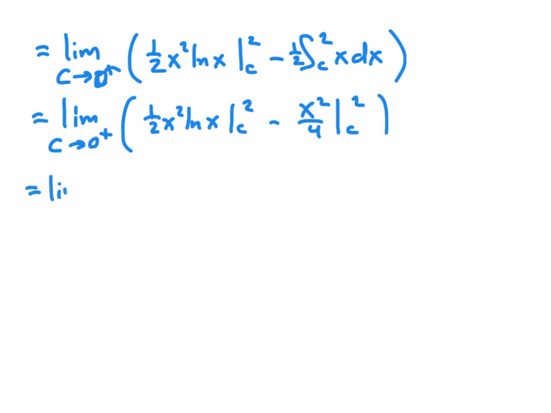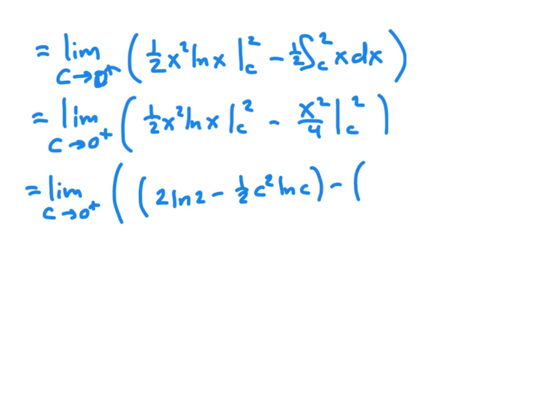And so we want to evaluate this expression in parentheses and then take our limit as c goes to 0. And when we do this, we get some constants and some expressions involving c. So on our first term here, we have 1/2 times 2 squared, which is just 2 natural log of 2, so 2 natural log 2, minus 1/2 times c squared natural log of c. And in our second term, we're going to subtract the quantity 2 squared over 4, which is just 1, minus the term c squared over 4. And so now we have 4 terms here. Notice that 2 of them are constant, the 2 natural log 2 and the 1. And so the limits of those will just be those constants.